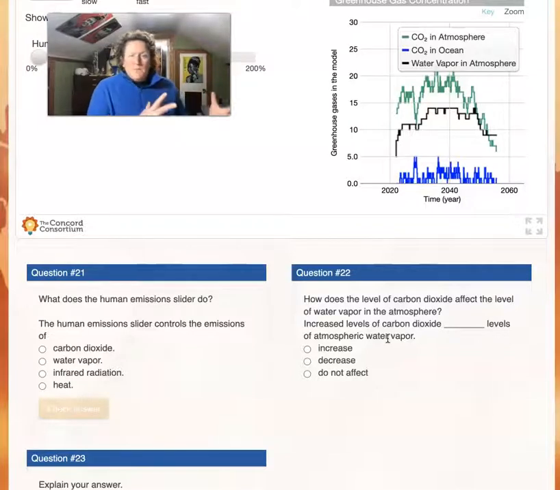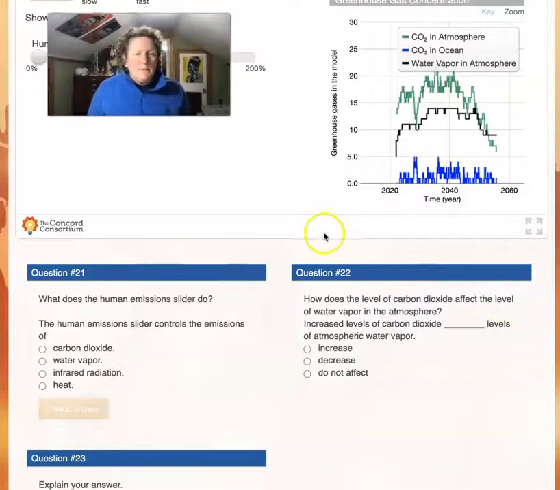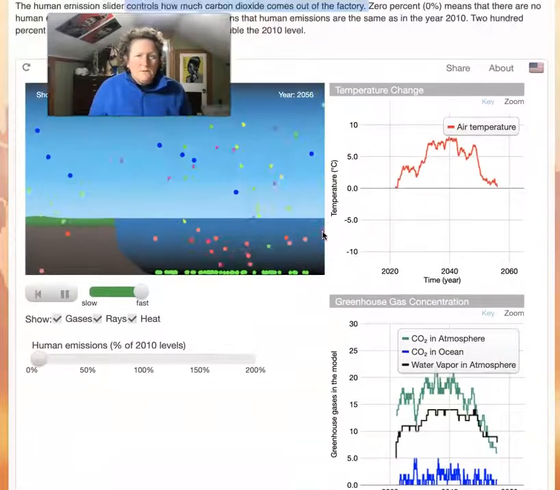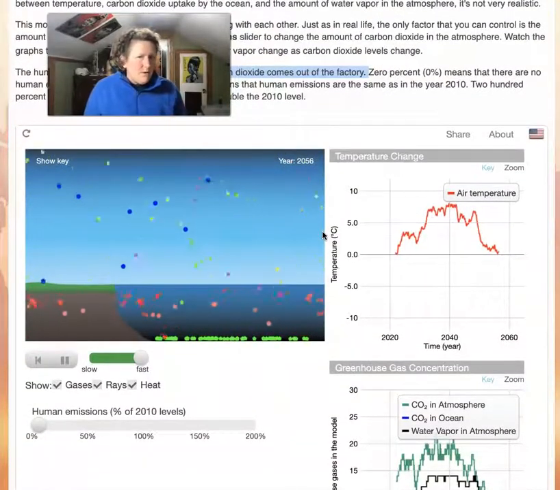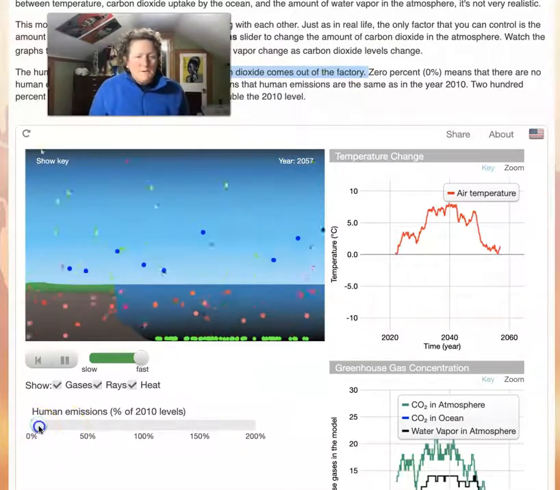Well, if we put more carbon dioxide in, what happens to the temperature of the air? And then what happens to the temperature of the water? And then what happens to the amount of water vapor? Remember, if we heat our water for noodles or make a steamy shower, we've got more water vapor. So let's turn up the emissions now.